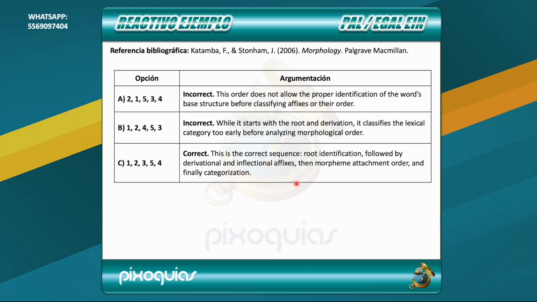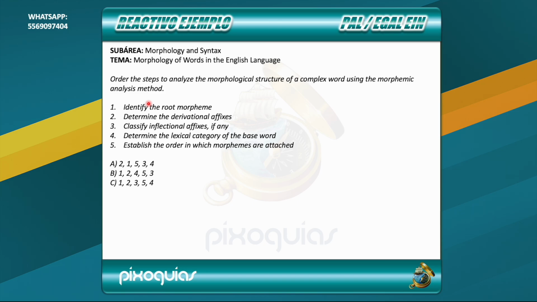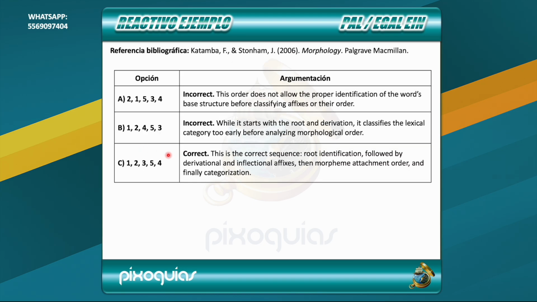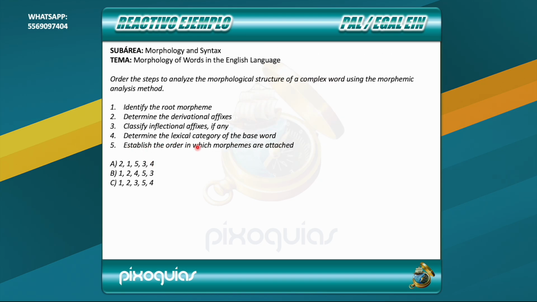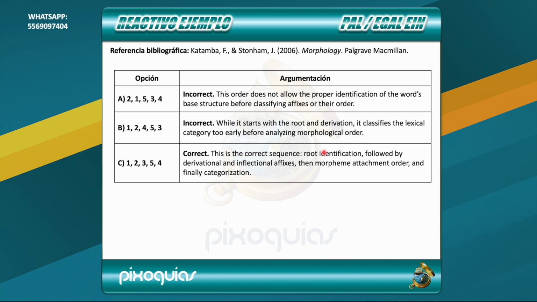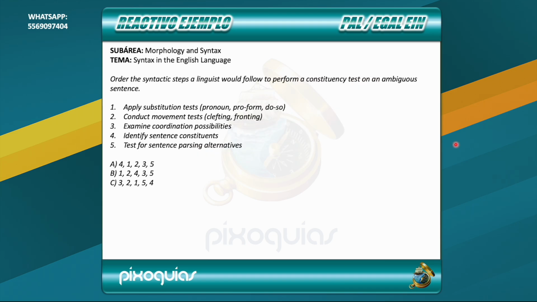Let's check it. It says that first is identify the root morpheme, that is 1. 2. Determine the derivational affixes. 3. Classify inflectional affixes, if any. 5. Establish the order in which morphemes are attached. And finally, 4. Determine the lexical category of the base word. This is the correct sequence: root identification, followed by the derivational and inflectional affixes, then morpheme attachment order, and finally categorization. Now we have this exercise from the topic Syntax in the English Language.